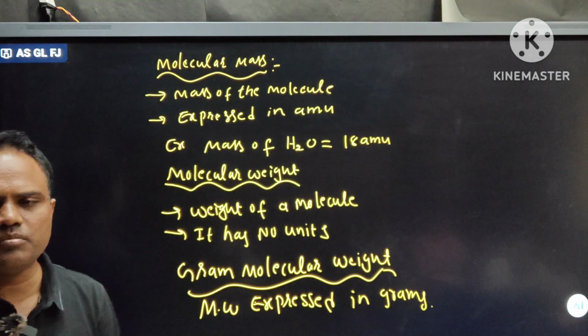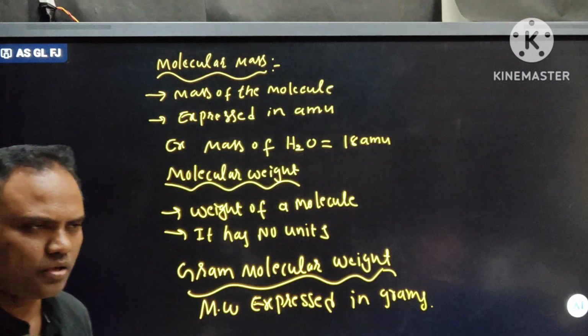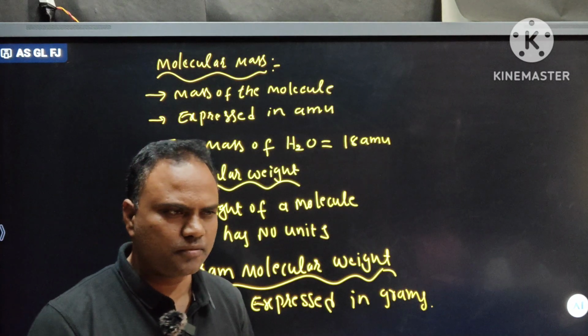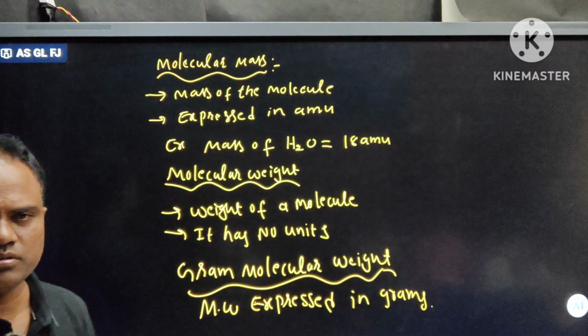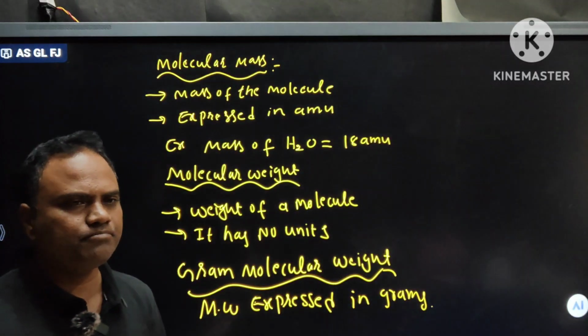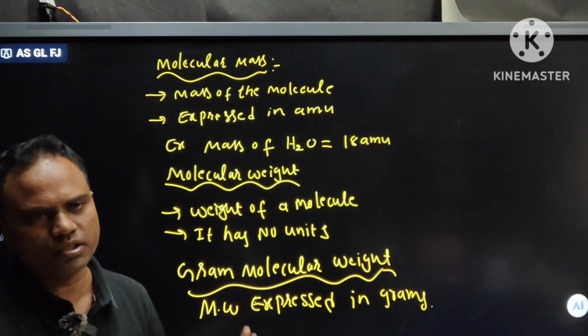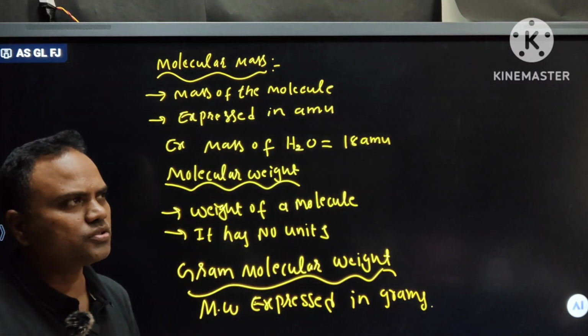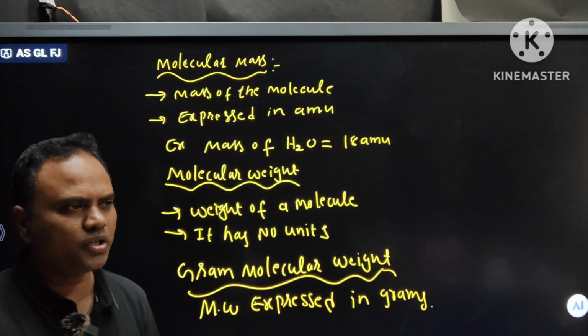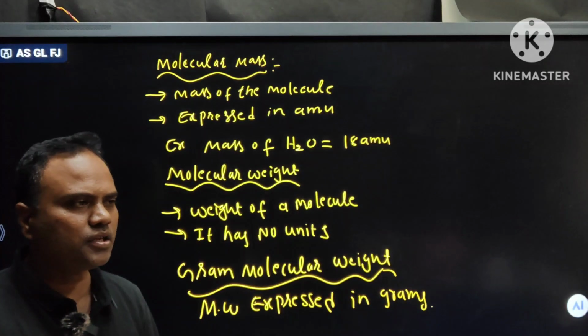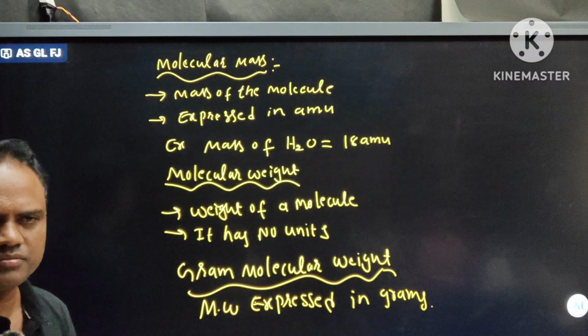How to calculate gram molecular weight? By adding the atomic weights of all the elements, we will get the molecular weight. If you are unable to recall the molecular weight, then calculate. For example, if I ask you H2SO4 molecular weight, if you are unable to get it, then calculate: add all the atomic weights, right?